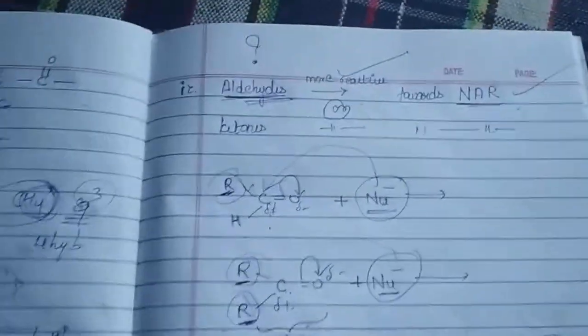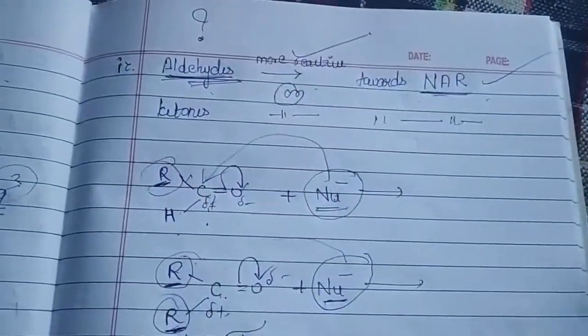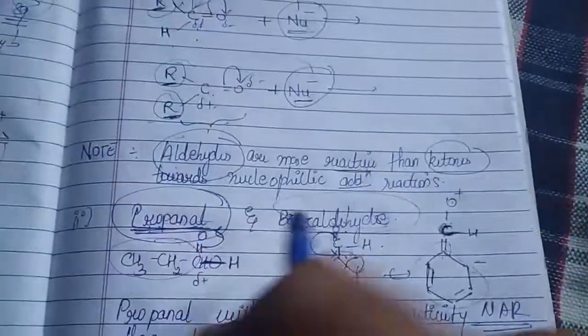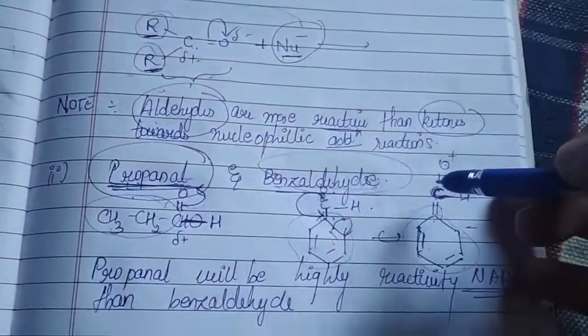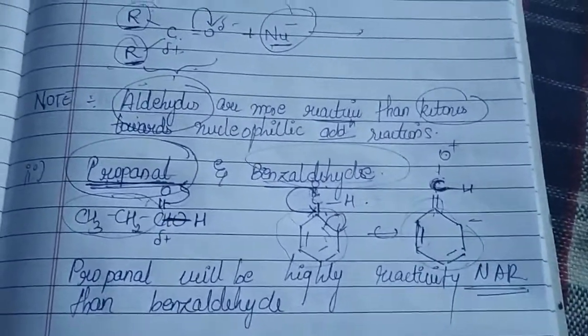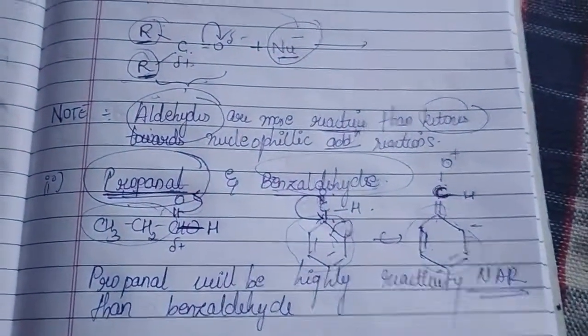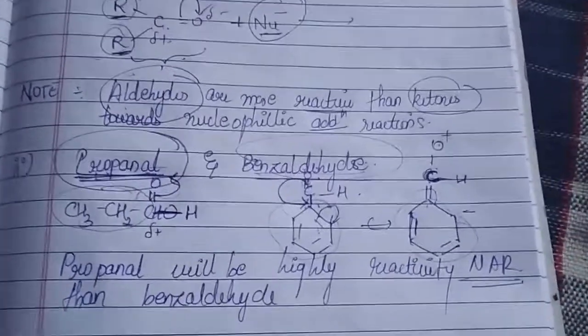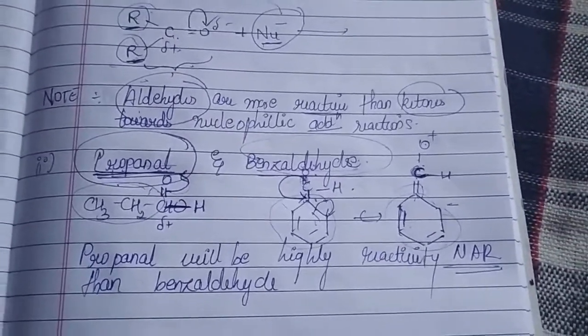Okay? So first, what we learned: when we consider aldehydes and ketones, aldehydes are more reactive towards the nucleophilic addition reaction. But when we consider propanal and benzaldehyde, the aliphatic system and aryl system, your aliphatic system has more tendency, more reactivity towards our nucleophilic addition reaction.